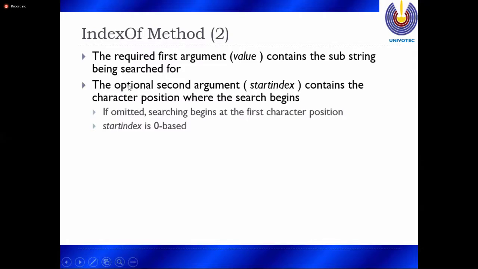1, 2, 3, 4, 5, 6, 7. Position 7 is there, but there are 8 characters, 8 letters. The starting index is 0-based. Here the first letter's index is 0. This is helpful: the starting index of the first character is 0.